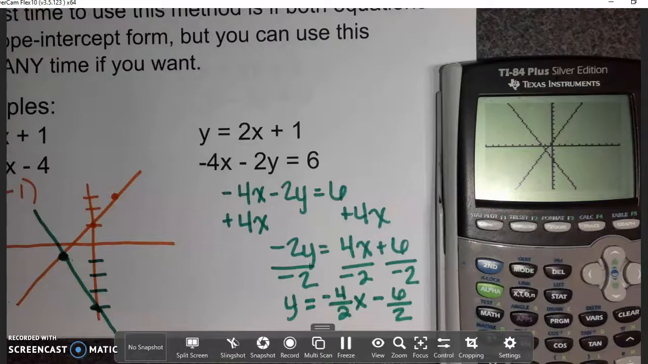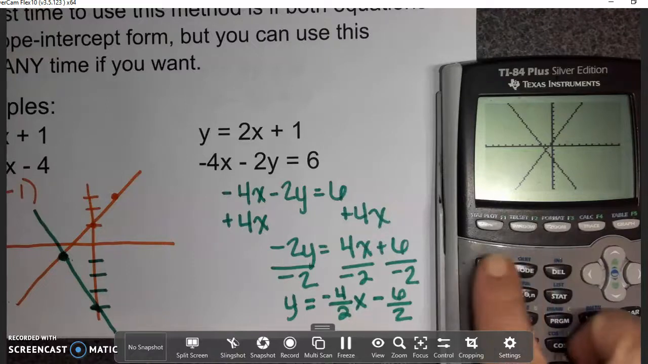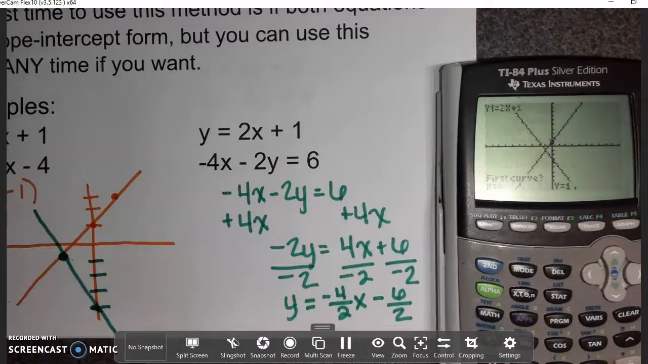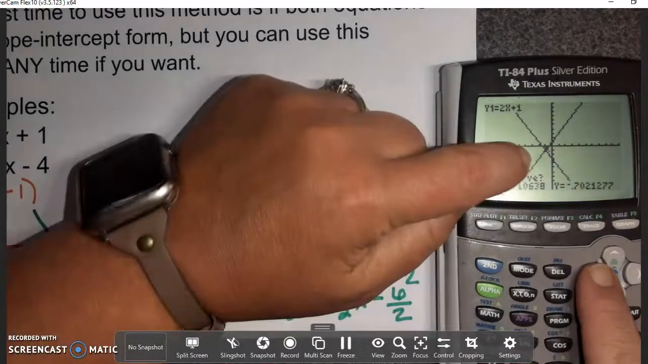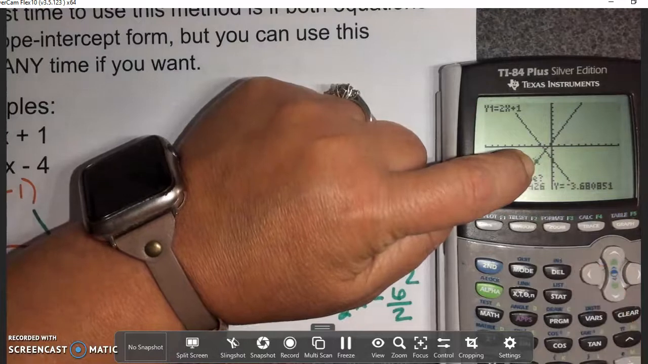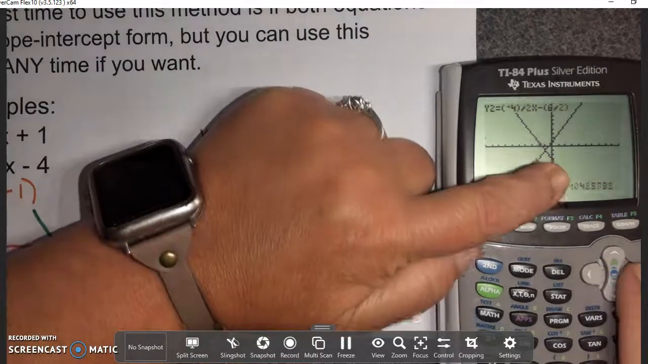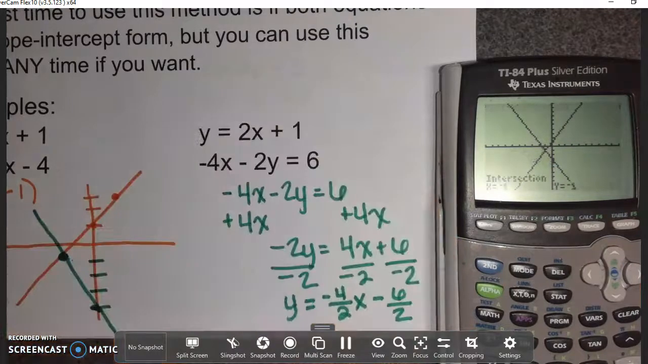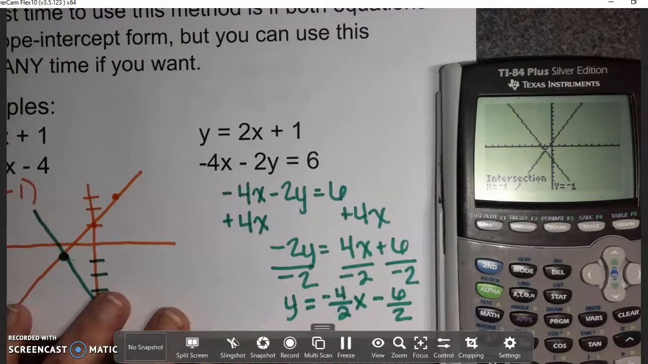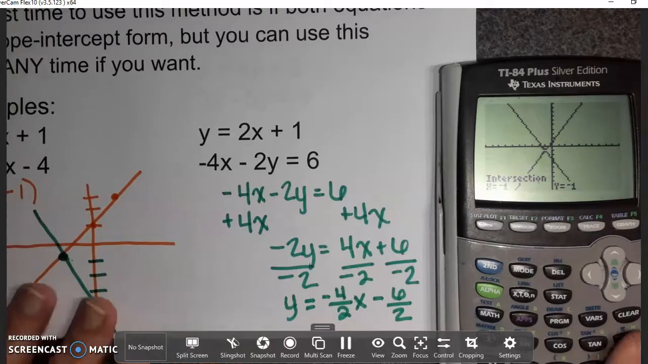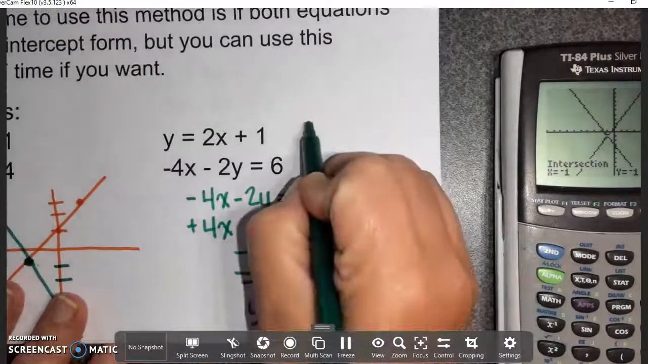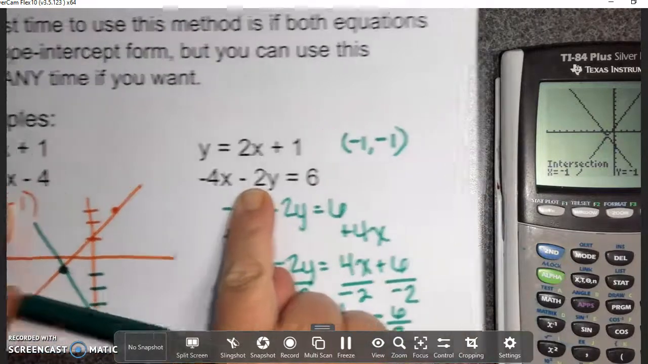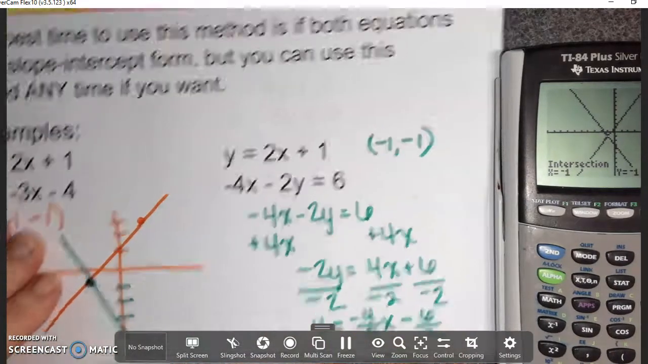So there's my graph. Second trace, I want to find the intersection. A point to the left on the first line and a point to the right on the second line. And my intersection is negative 1, negative 1. These are the same line. Okay.